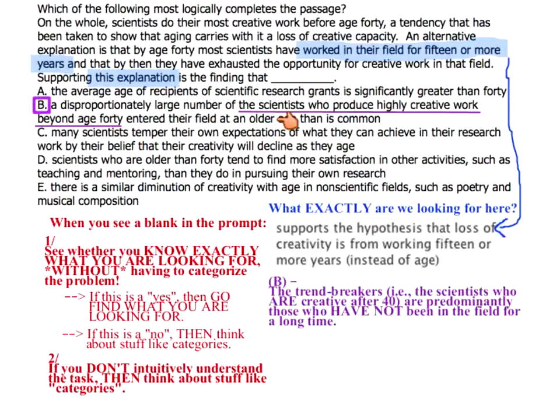I'm assuming that the people are not older. I mean, they are controlling for that. We're looking at the people who do creative work after 40 versus most scientists who don't. So the age factor is taken into account here. That is implicit in the way this is written. In fact, it's explicit.